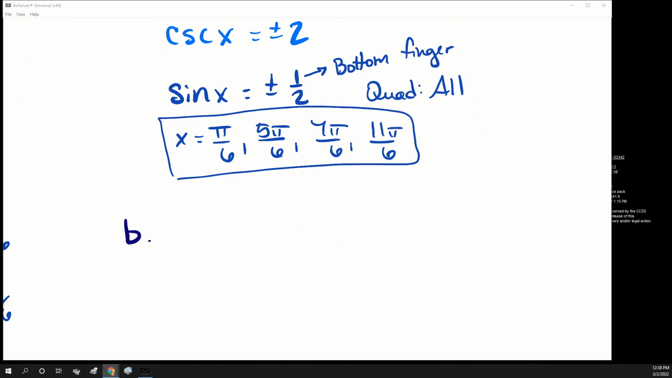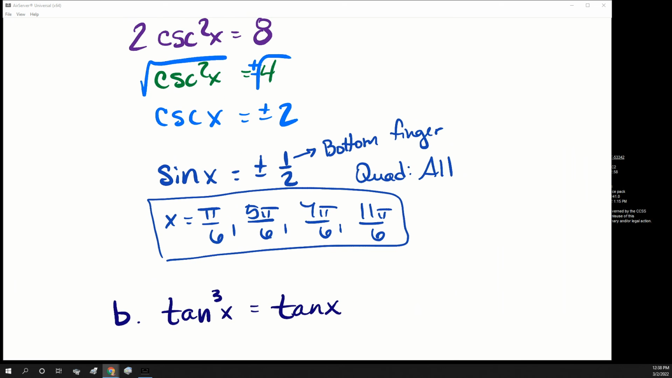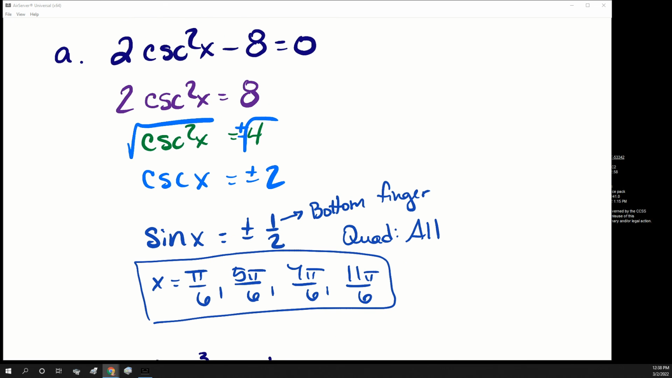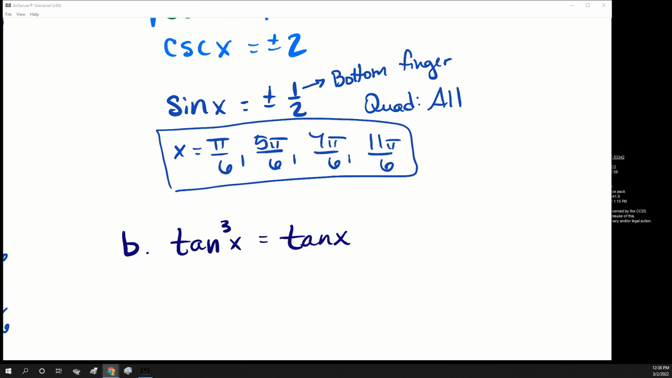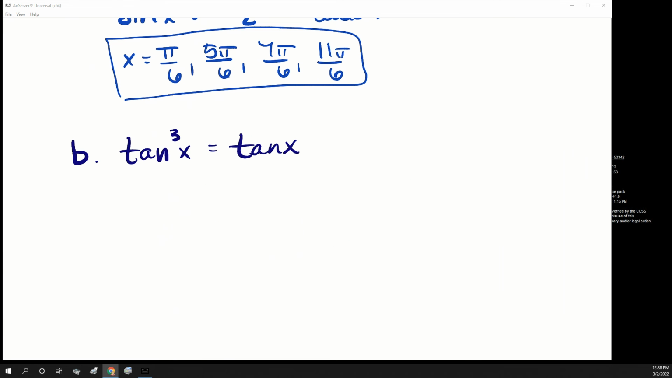So for B, we have tangent cubed of x equals tangent of x. Right. So this last one, we had a squared term, but we didn't factor it. So you only have to factor if you have like a square and an x, or you have like a cube and a regular. So this would be like if you had x cubed equals x. So what you would do is get everything on one side so you can factor it.